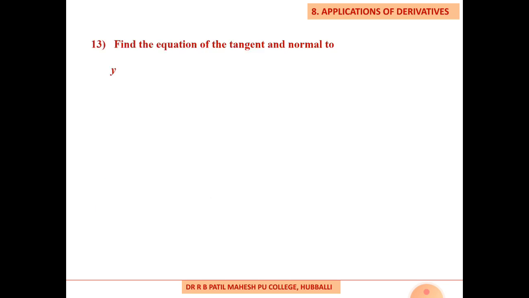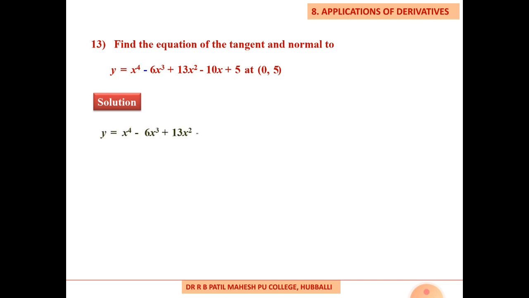Next, example number 13. Find the equation of the tangent and normal to y equal to x raised to 4 minus 6x cube plus 13x square minus 10x plus 5 at (0, 5). In this example, the equation is already given, and the point is also given. So first you have to find dy by dx. How to calculate dy by dx? Write down this given term, then differentiate with respect to x.